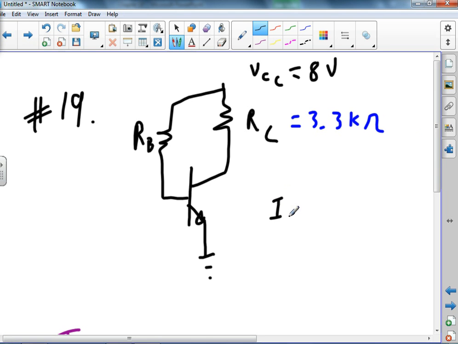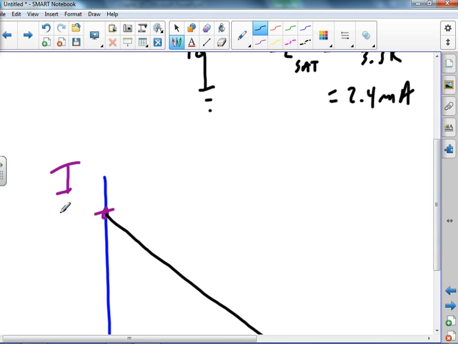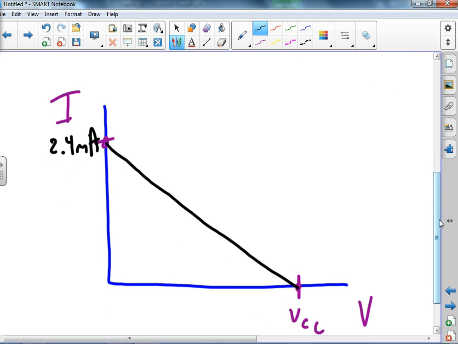So current at the collector at saturation is going to be my voltage, 8 volts divided by 3.3K. You know, we're not even throwing in the 0.7 drop. You know, we don't do that. Why not? Well, because we're technicians. Divided by 3300. So it's going to be 2.4 milliamps. So we come down here and call this 2.4 milliamps, and we are now done. We have drawn the DC load line.